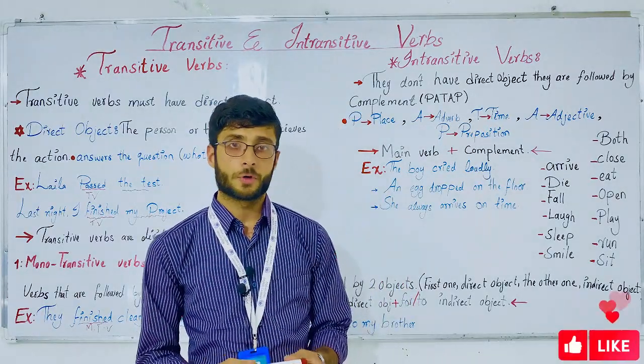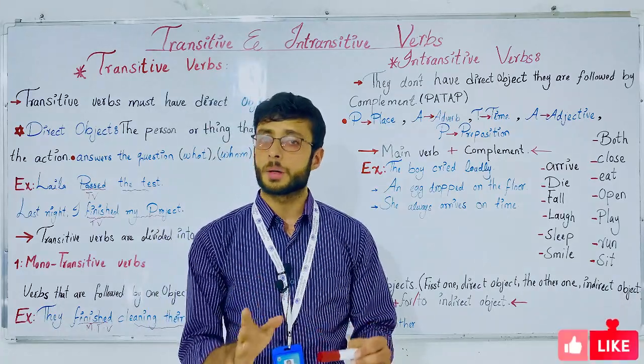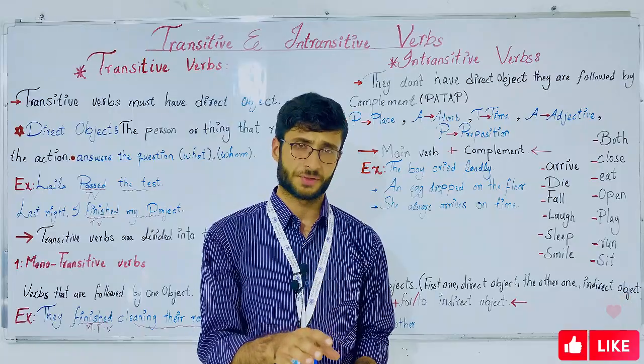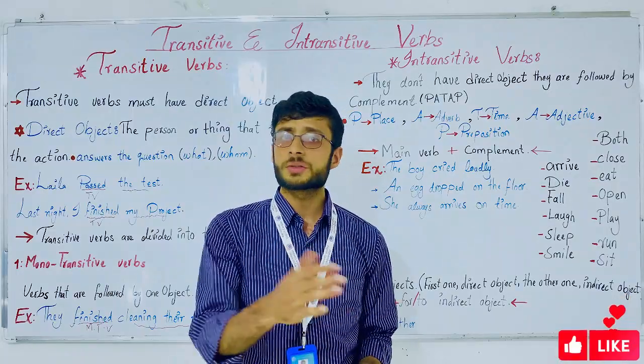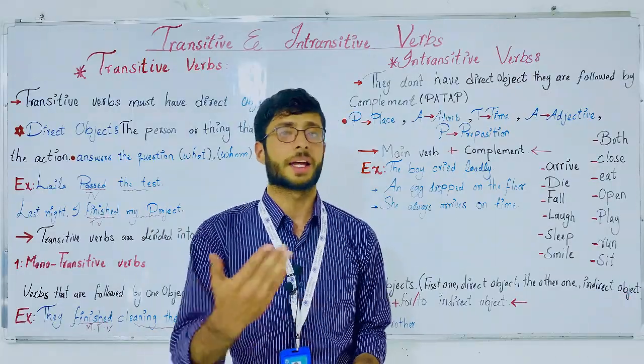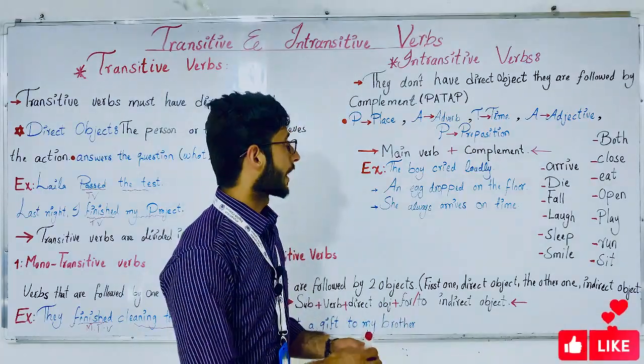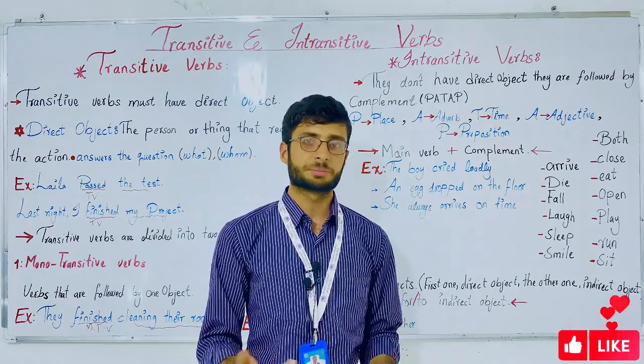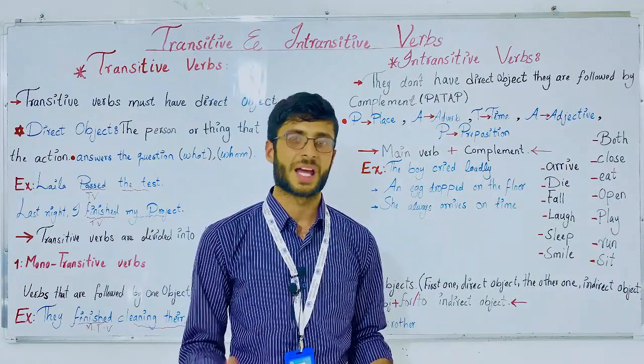Intransitive verbs are verbs that do not need an object. They need a complement, but sometimes it's not necessary to put a complement. Sometimes there is no need for a complement. We just have a subject and a verb, like this example: I cried. There is no complement in here. Just, I cried yesterday. I cried.